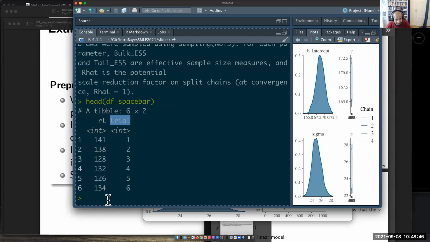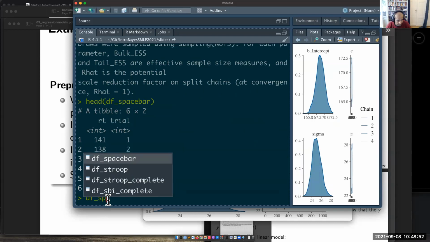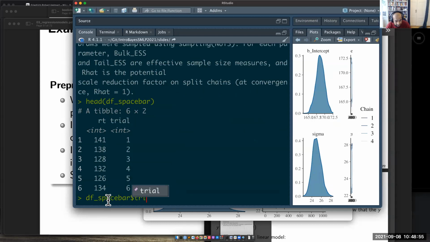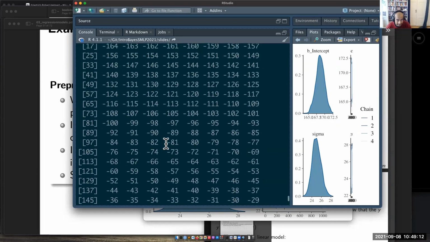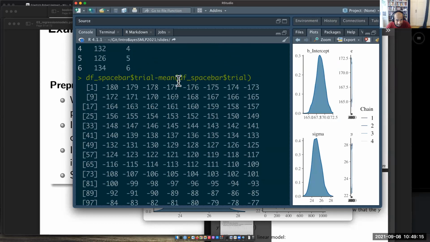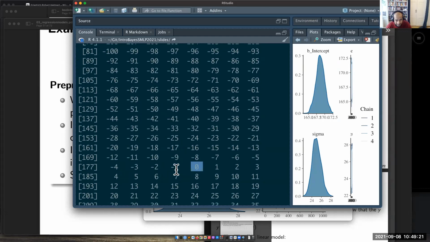That means we're going to take the df spacebar trial, and we're going to subtract from the trial ID the mean of the trial ID. We're going to take the mean of this vector and subtract it from the actual trial ID. So when I do that, the trial ID will now become centered, and that means that whenever the centered value is 0, this represents the average trial ID in the vector. That's what centering does, okay?